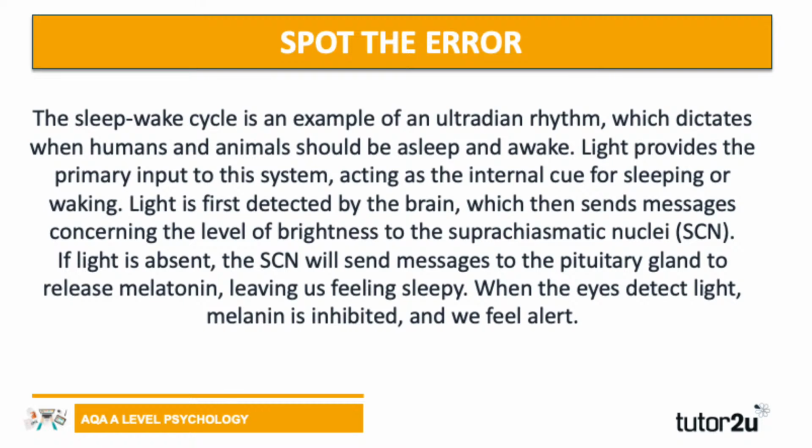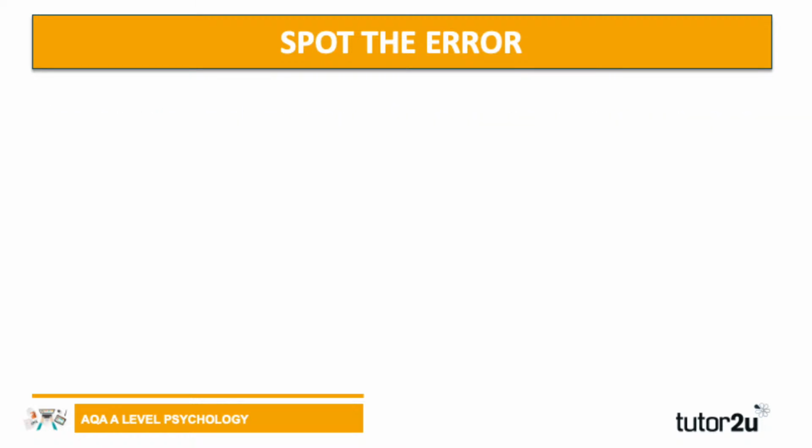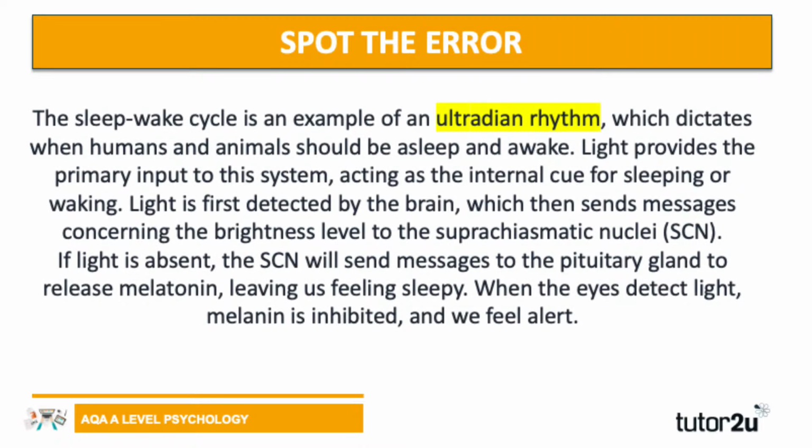Let's just run through what these errors actually were and how many there are. Start off with our first error, which is ultradian rhythm. Well done. That was a bit of a red herring almost, isn't it? Because you've got the different things. The sleep-wake cycle is a circadian rhythm, whereas the stages of sleep would be your ultradian rhythm.